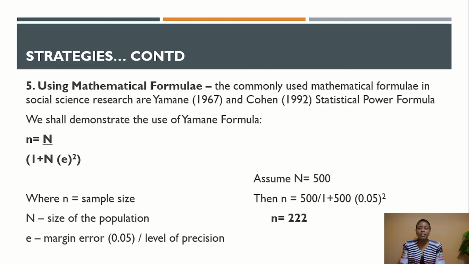You can see that the variation is not so much when you are using the table, when you are using the internet calculator, and when you are using the mathematical formulae, meaning that the last three methods are more scientific than the first two. Though with the first one, where you are using the census, it means you have no sampling error.